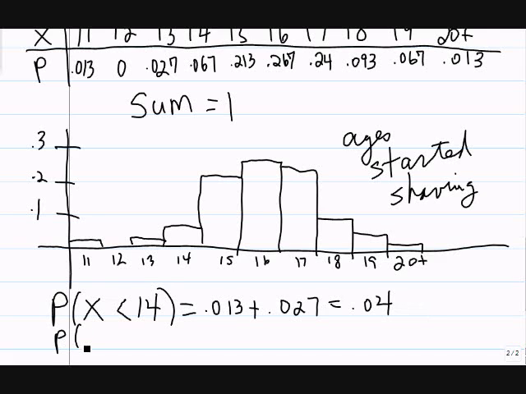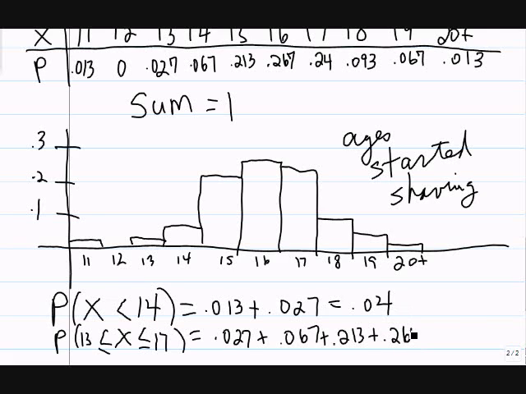What's the probability that they started shaving between 13 and 17, and I'll say inclusive? 0.067, 0.213, 0.267, and 0.24, 0.814. Thank you.